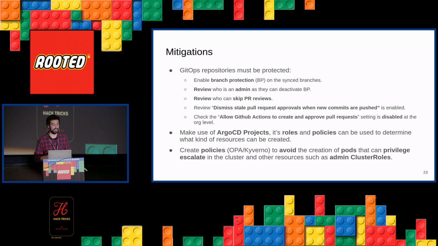Some of them are Kyverno or Gatekeeper, which uses OPA, and they allow you to create policies on what can be created and what cannot be created in your Kubernetes cluster. So you could prevent the creation of admin roles or the creation of bad pods in your cluster, therefore mitigating this attack a little bit.